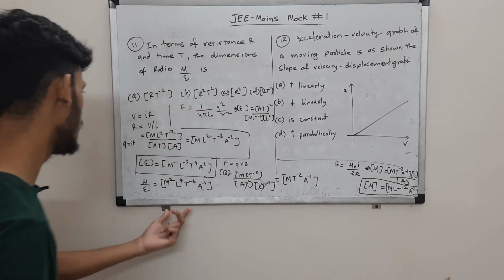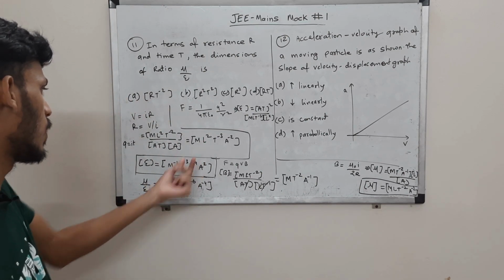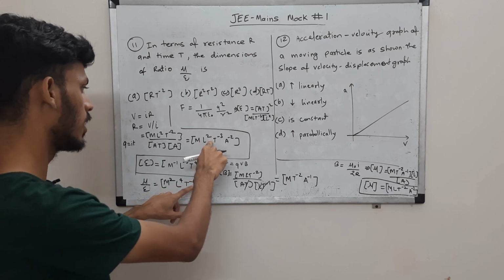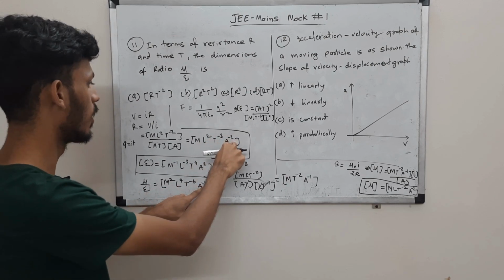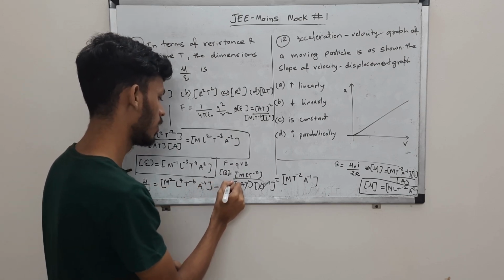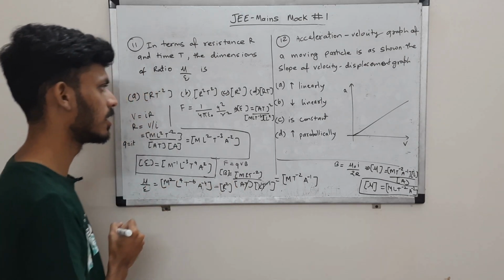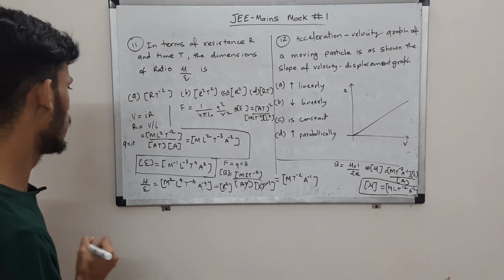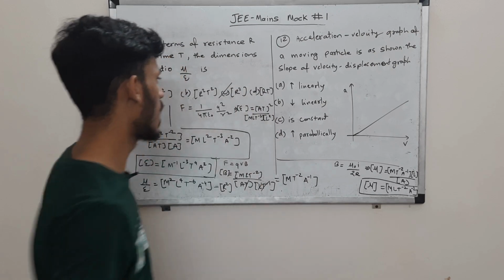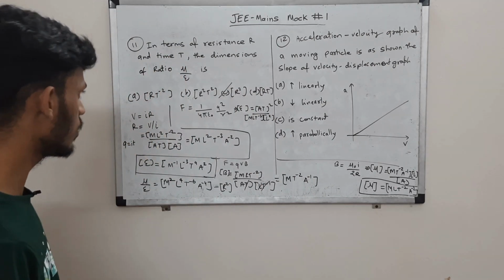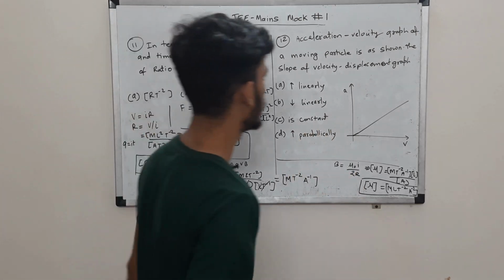You can easily see that this is nothing but the square of this, M square L to the power 4. Then this is 6 and this is 4, right? So basically this ratio corresponds to nothing but resistance square. It's in terms of resistance, it's r square. So that's our answer. Let's move to this one.